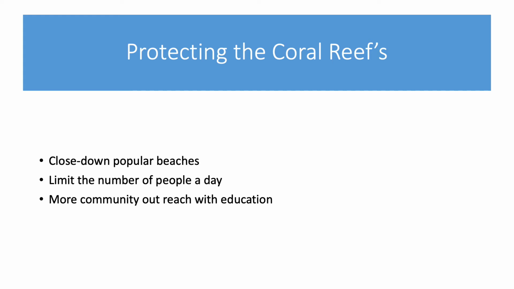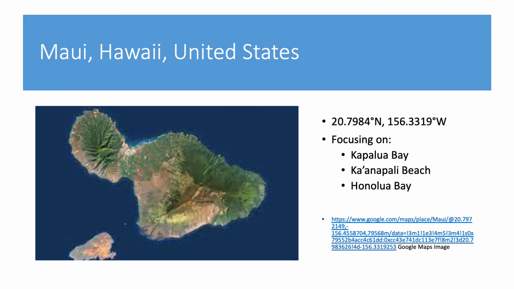These would be the beaches where we see the most bleaching, coral reef damage, or just overall most of the coral reef is just dying. So I'm going to be looking at Kapalua Bay, Kaanapali Beach, and Honolulu Bay, all in Maui, Hawaii.